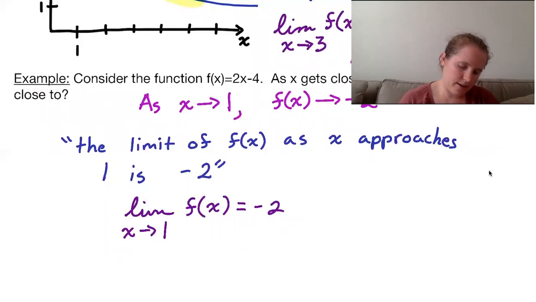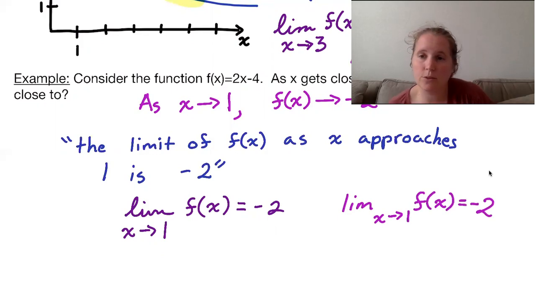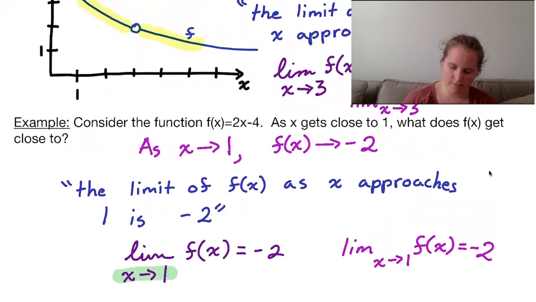Or again, as you will see in Canvas, you could also see this as the limit and then a subscript as x approaches 1 of f of x equals -2. Again, in place of f of x, we could have also just written 2x minus 4. So this is limit notation. It's just saying this part down here is what x value we are getting close to. Right? So as x gets close to 1, that's what goes down at the bottom.